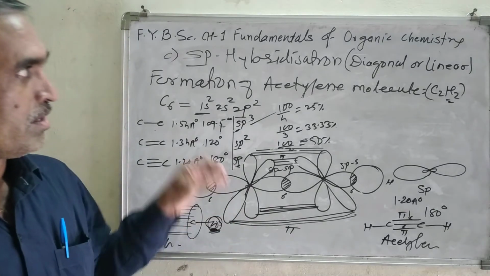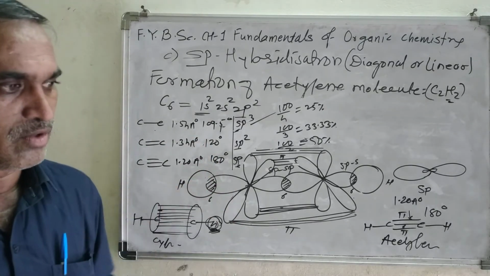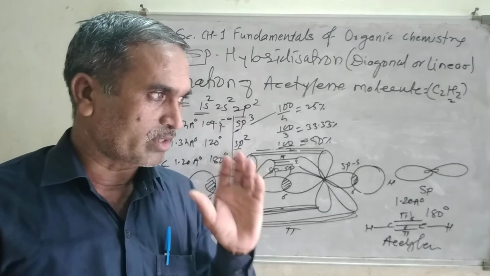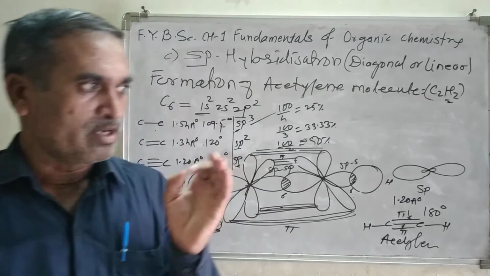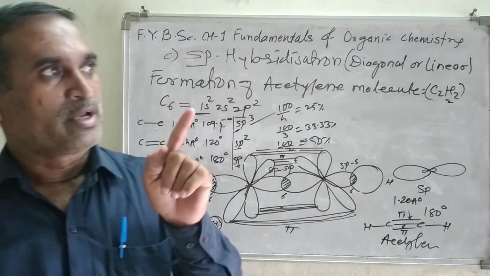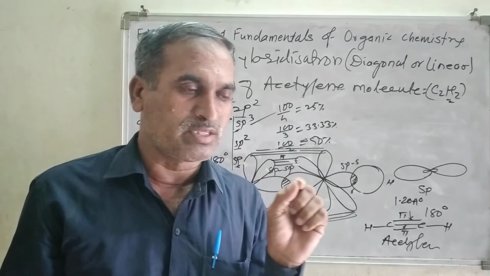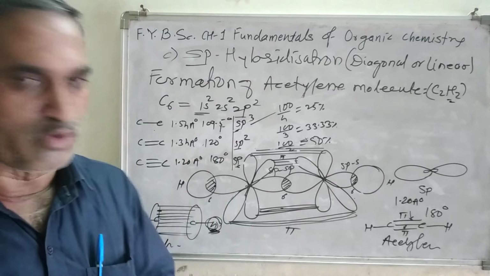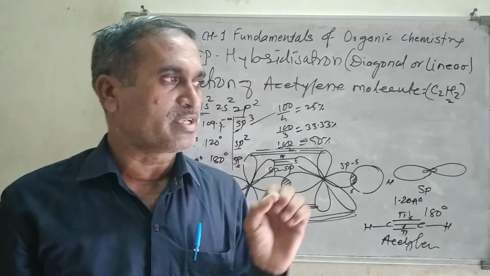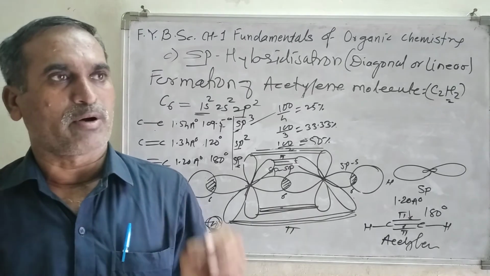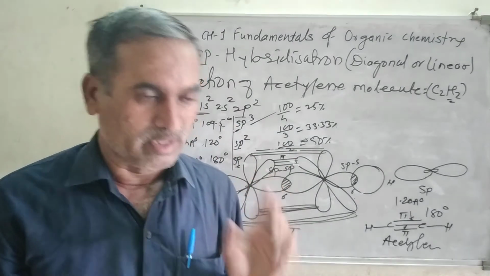I think with this we have learned all these hybridizations. What are those hybridizations? Number one is sp3 hybridization, number two is sp2 hybridization, and number three is sp hybridization. And we have explained them with the help of suitable examples.